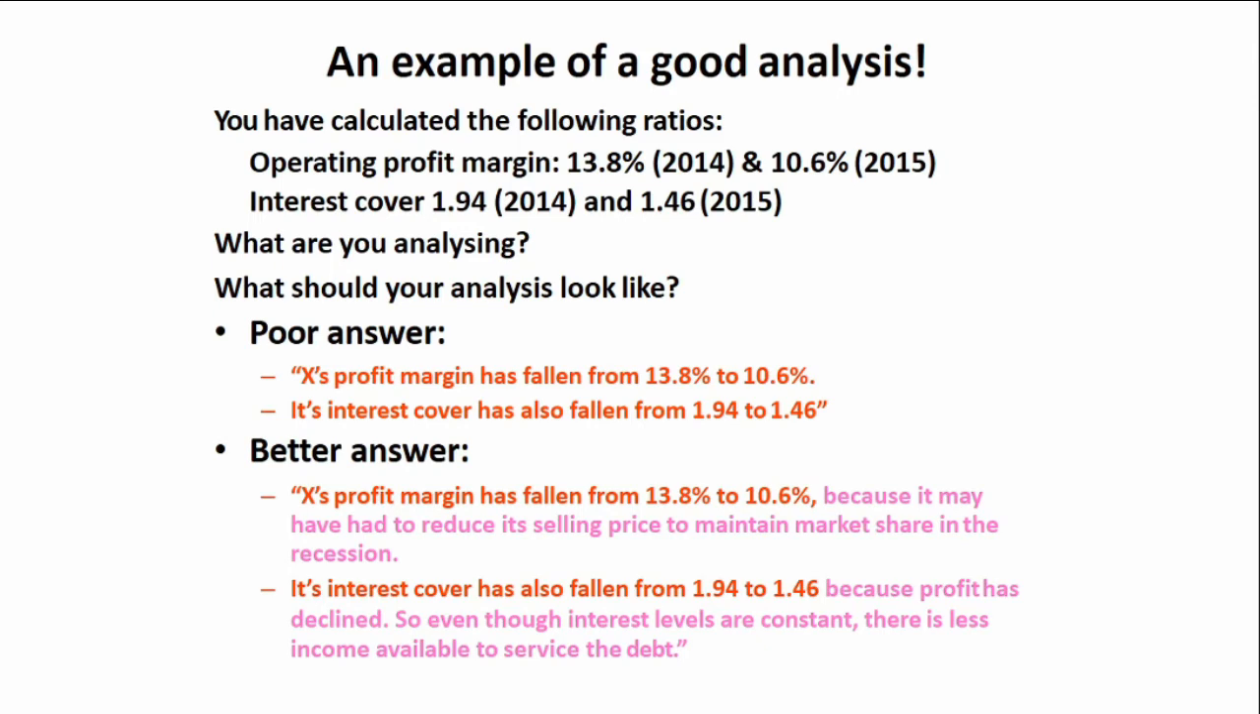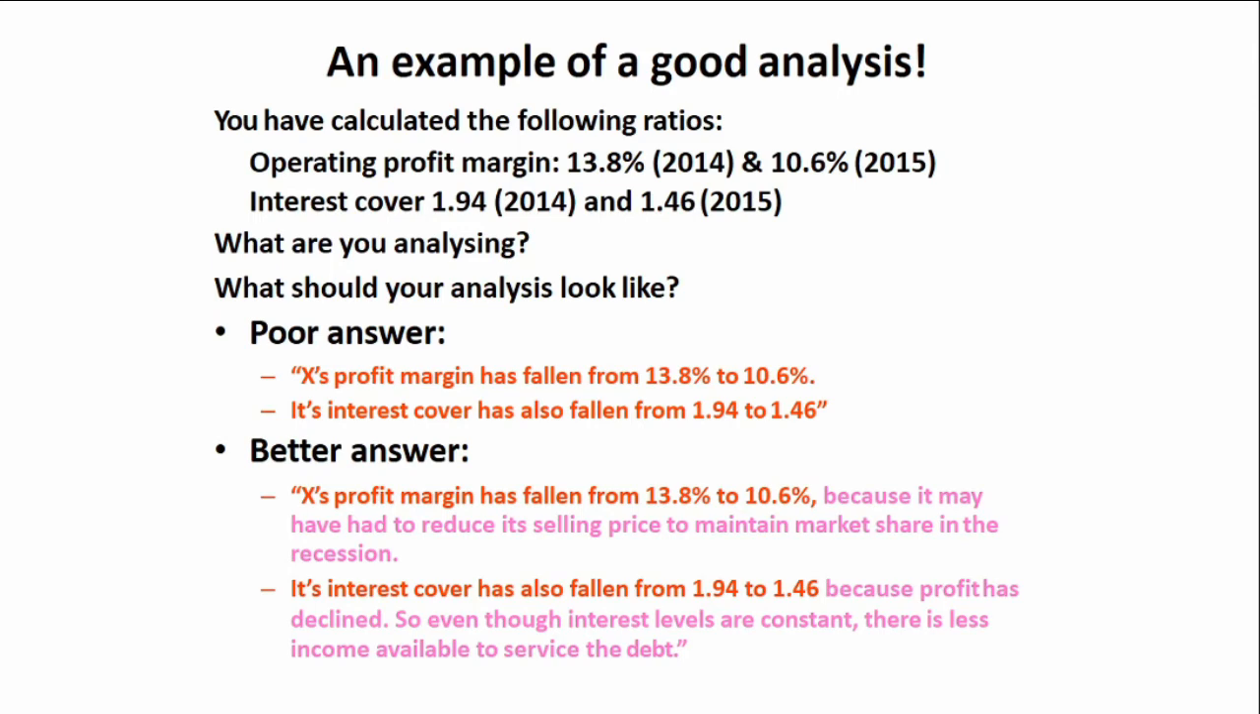If we answer that the interest cover has fallen from 1.94 to 1.46 and we leave it at that, again, we are saying what has happened, but we are not saying why it has happened or giving likely implications. So it would be better to say that X's profit margin has fallen from 13.8% to 10.6% because it may have had to reduce its selling price to maintain market share in the recession. So here the answer is better because we are saying what has happened and why it has happened. But here again, you can see that we are not giving the implications of the profit margin falling. So it is a better answer, but it is not the best answer.